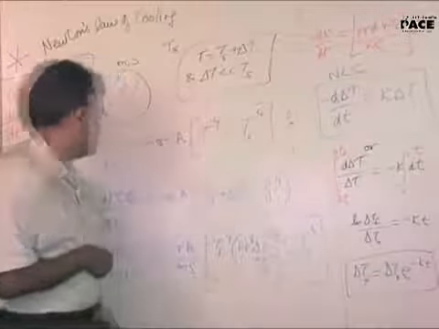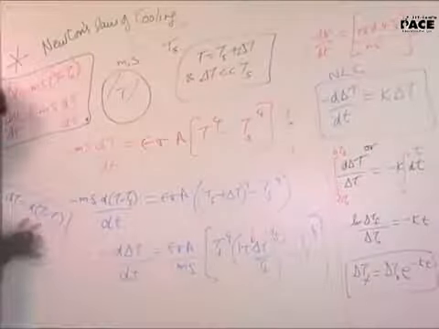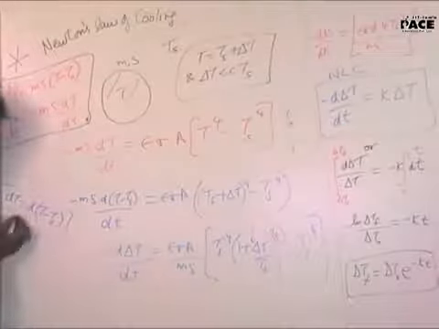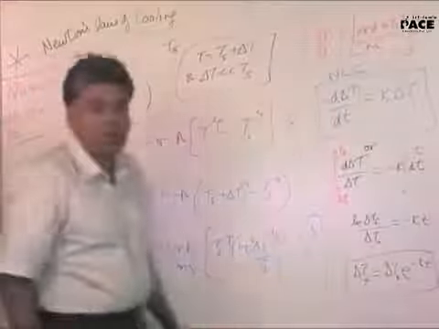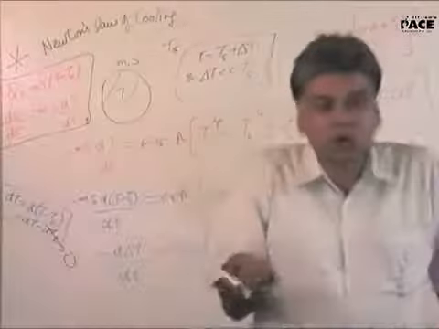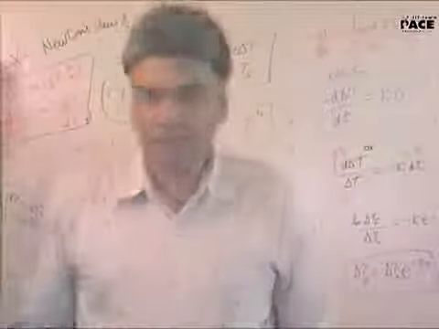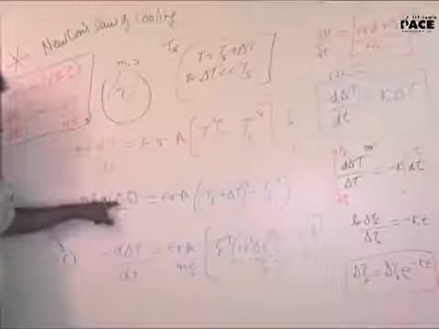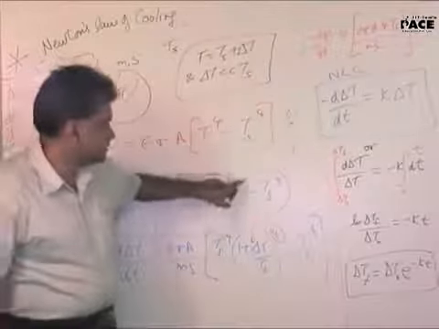Power 4. This dT, d of T minus Ts to the power 4, is dT minus dTs. But dTs is 0 because the temperature of the surrounding doesn't change. A hot cup of coffee will not make the room hot. So the surrounding temperature will remain the same. So we are writing it in this form. This is delta T and this is power 4.